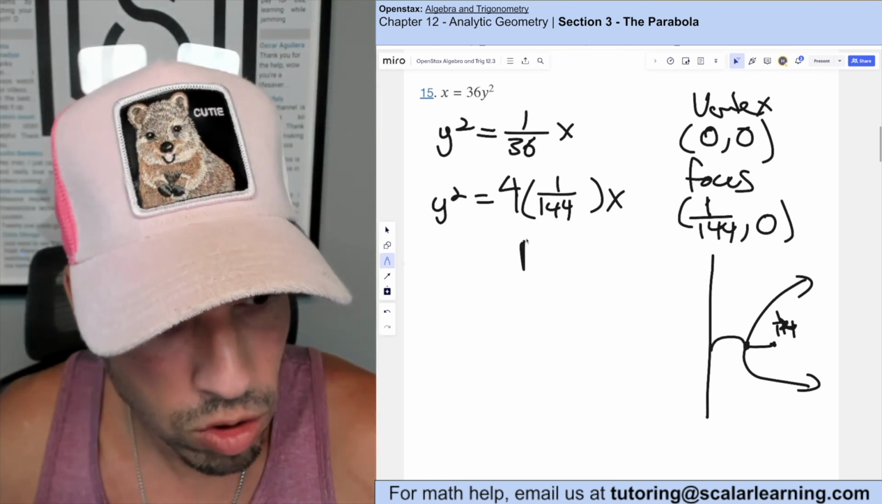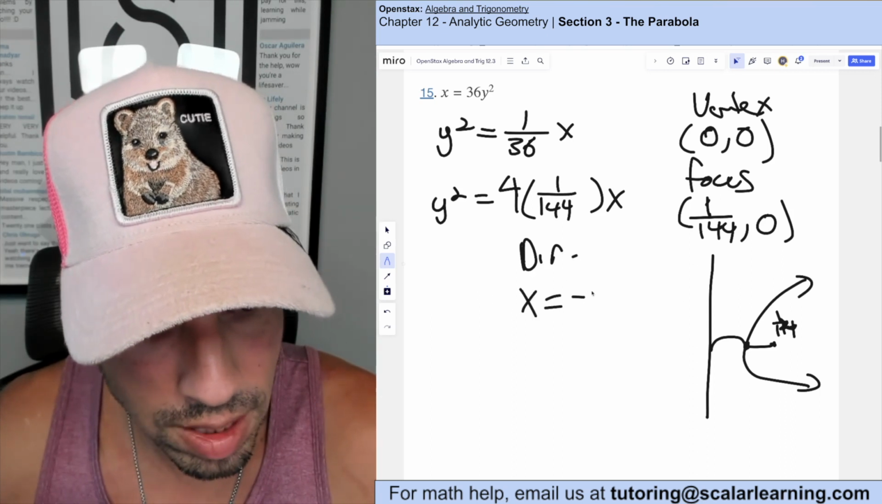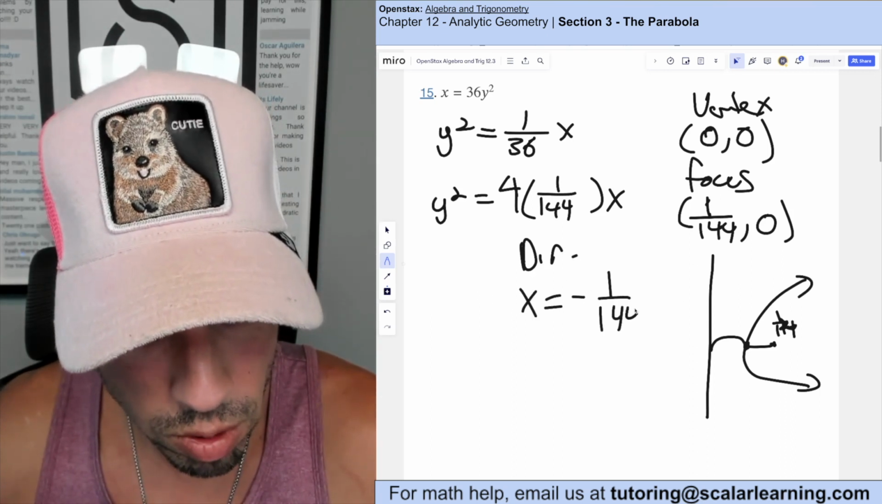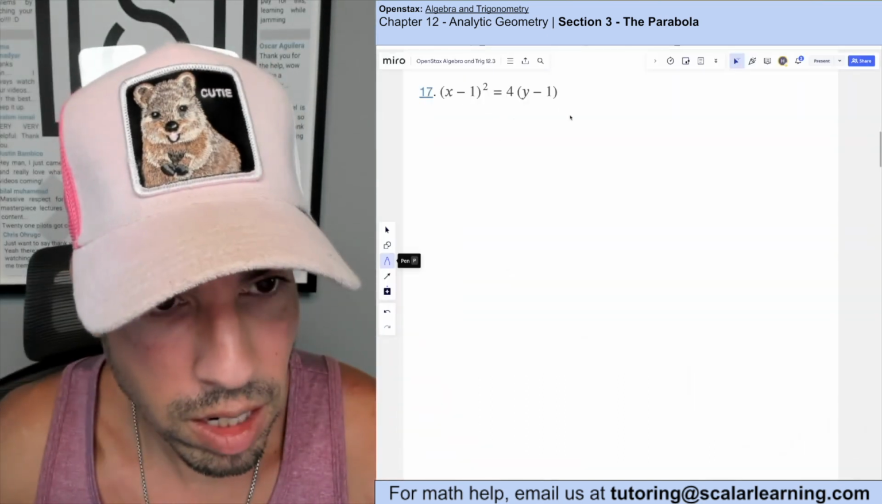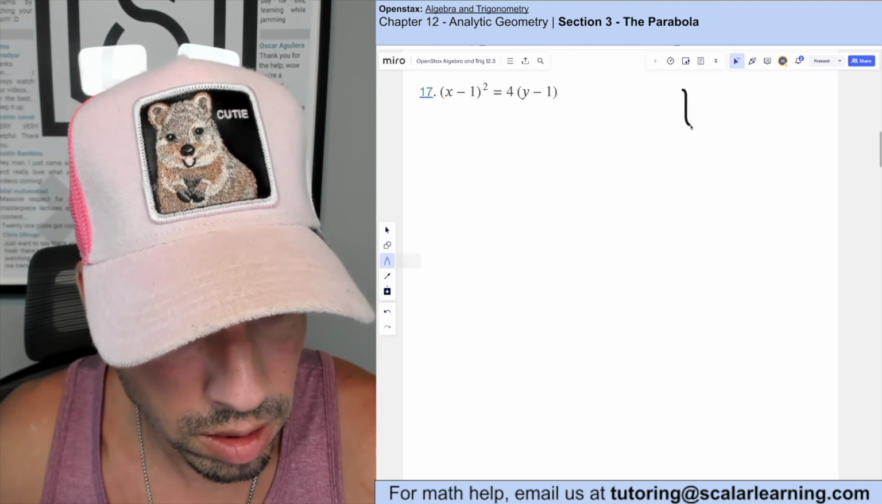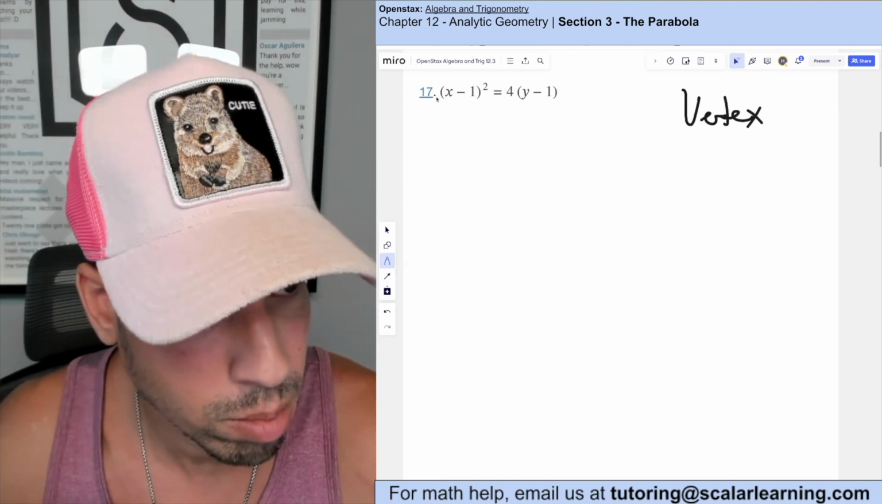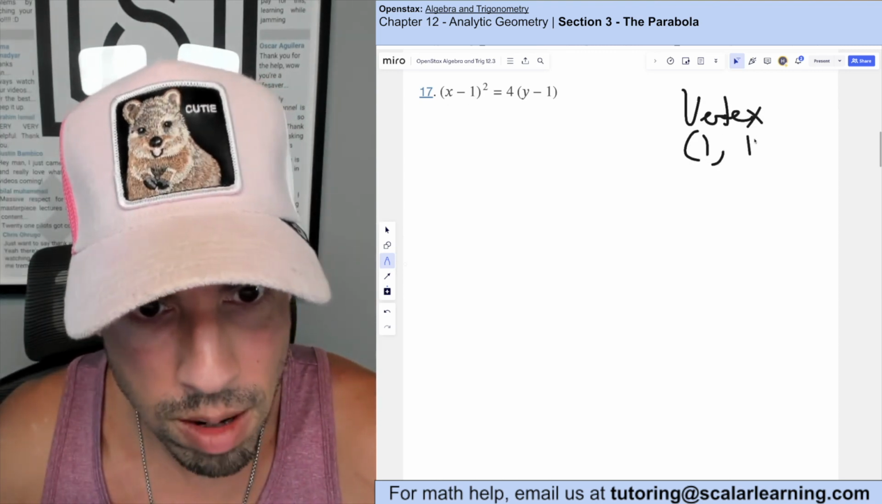So it's going to be directrix is x equals -1 over 144. That's how you do it. Done. So for this one, we already got it in our perfect standard form, and we can see our vertex is the opposite of both those values in the parentheses, right? It's just 1 comma 1.